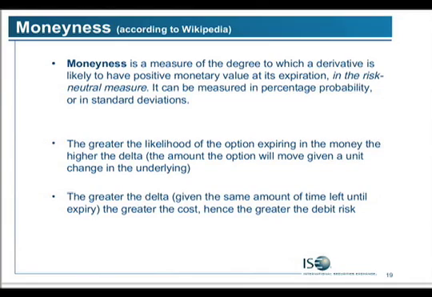Delta is the one that everyone looks at first. It's the rate of change of the option as compared to a one-unit change in the underlying. Deep in-the-money options have higher deltas. Far out-of-the-money options have very low deltas. Greater the delta, the greater the price. Lower the delta, lower the price.